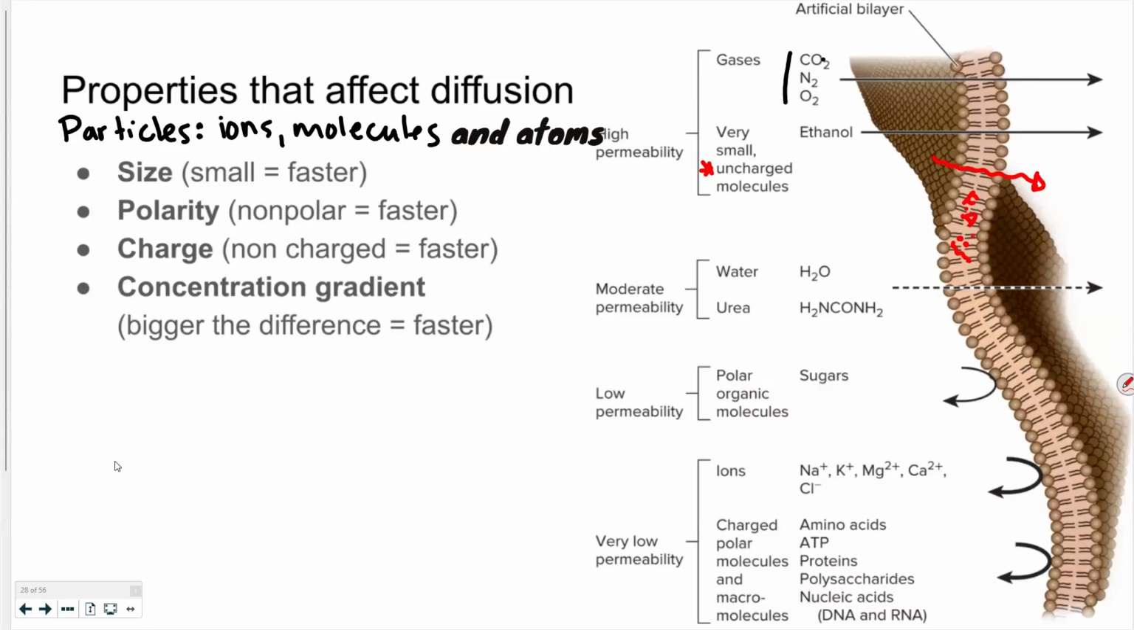Okay, if you're a charged particle, you can hang out with these phosphate groups, but once you get to those fatty acids, they're like, nope, you get out of here. We don't like you. Some other things that have low permeability are large things. So amino acids, they're really big, really complicated. ATP, it's big and charged. Proteins are usually really big. Polysaccharides are freaking huge. Nucleic acids, we don't want those escaping. They're large and charged.